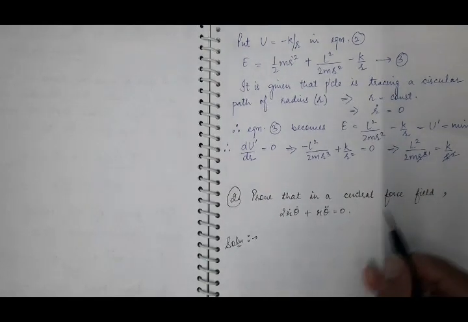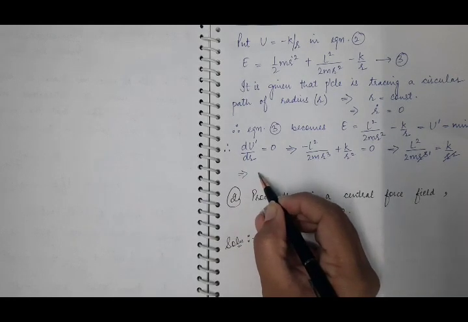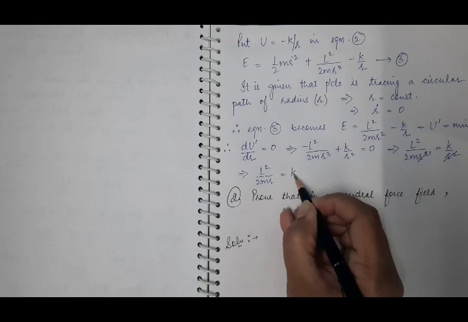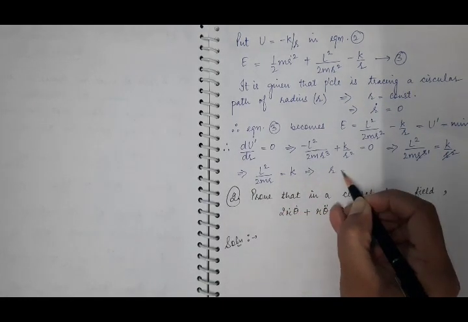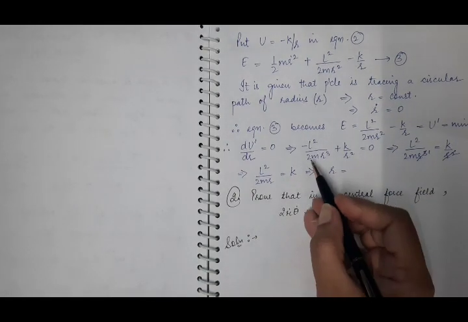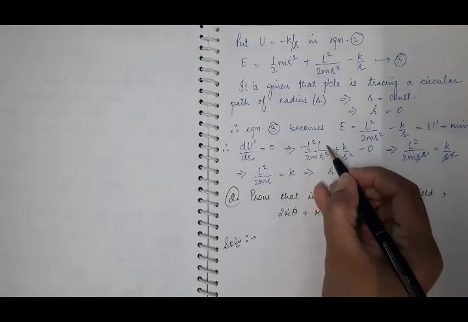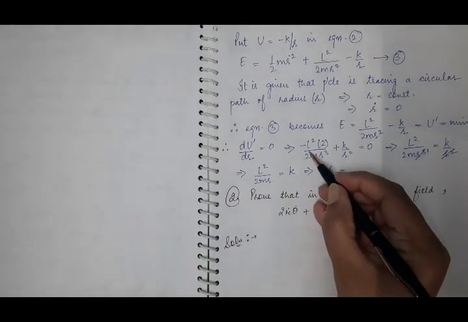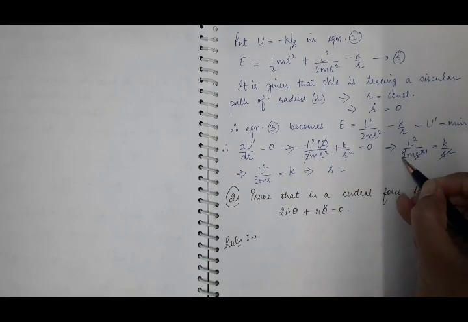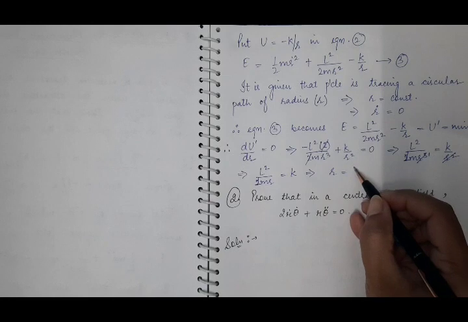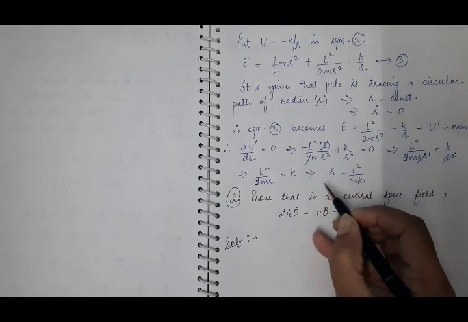So what is the value of r here? So here we have L square by 2mr equal to k. This implies r is equal to, here this 2 will be cancelled out. The derivative is minus 2 by r cube, so this 2 and 2 will be cancelled out. So here we have 1. So we have r is equal to L square by mk.